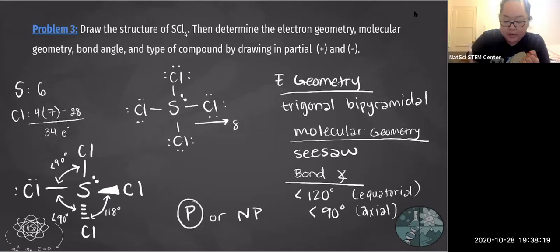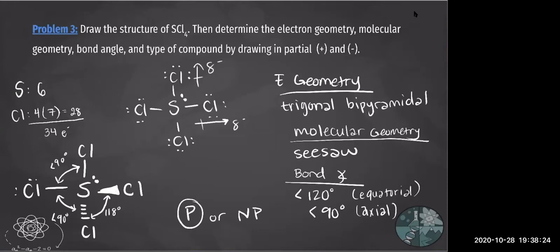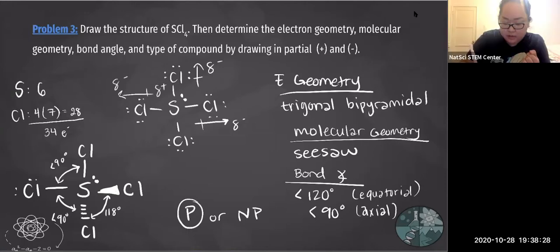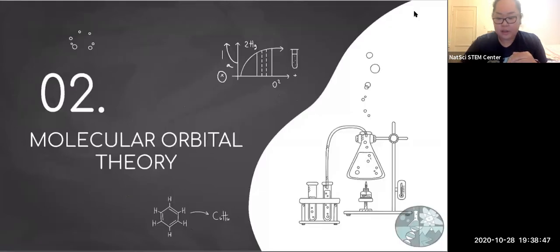So if we draw the partial negatives, partial positive here, and that lone pair again comes in and pulls it in a certain direction, and that gives it the polar and non-polar. Okay, and this was the last practice problem for this part. I'll give you guys challenge ones at the end that you can do on your own.